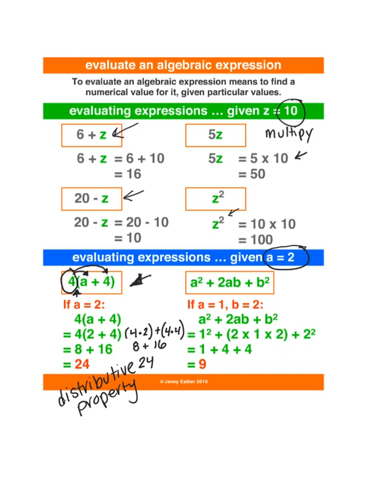So we are simply going to substitute in the 1 wherever we see an a and a 2 wherever we see a b. Again, with your exponents, you're taking 1 times 1, which is 1. Over here, you're taking 2 times 2, which is 4. And in the parentheses, 2 times 1 times 2 is indeed 4. Then you have to add all of those together, coming up with 9.